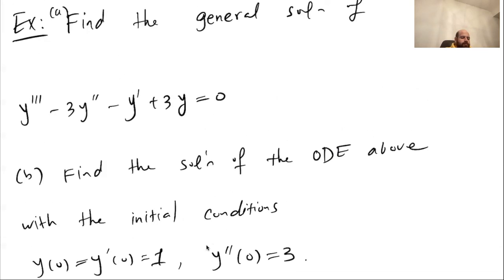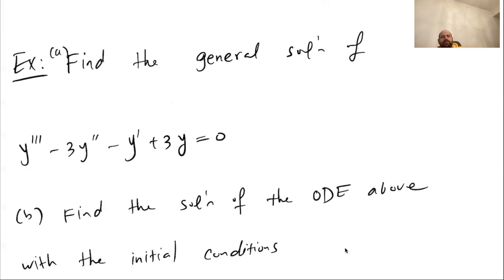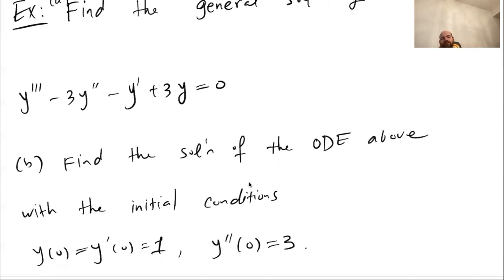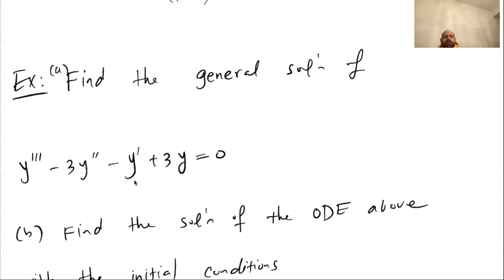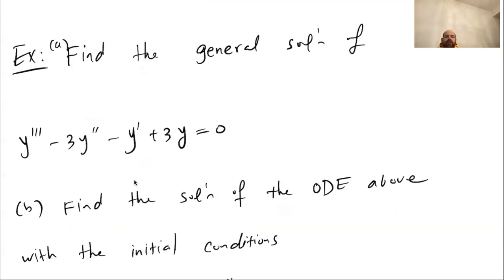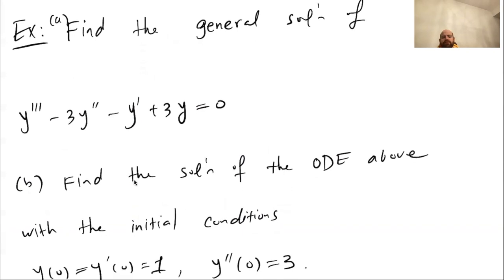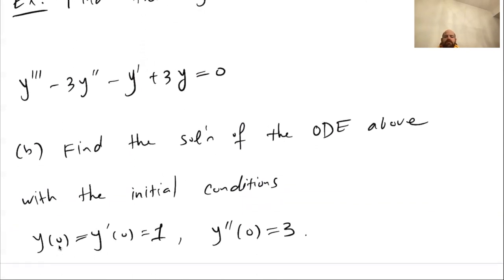So here we have a third order ODE. If we wanted to have a unique solution, then we need 3 initial conditions. In part A, no initial condition was given, so we can find the general solution in terms of some constants, C1, C2, C3. And in part B, we can find those constants C1, C2, C3 using these 3 initial conditions.